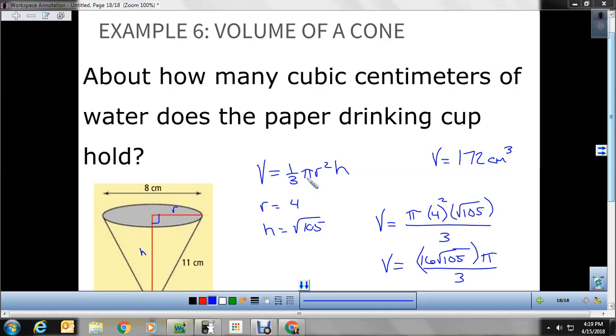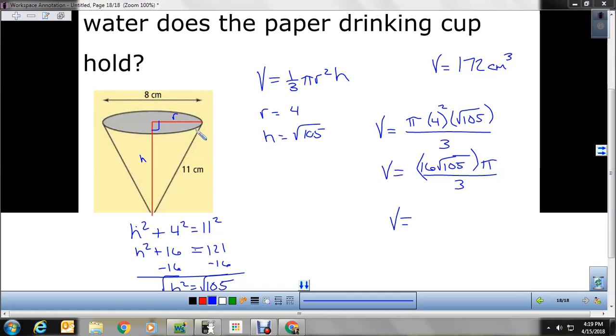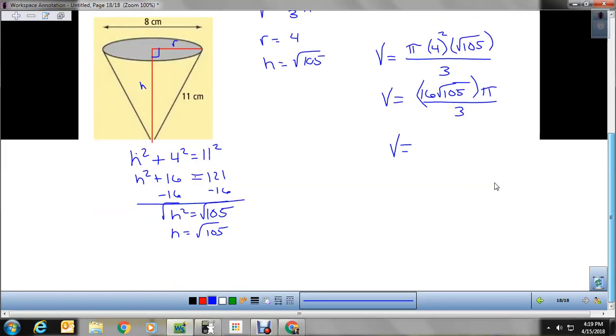Volume is 1/3 pi r squared times the height. Our radius is 4. Our height is going to be square root of 105. Now the way we got that is because they gave us the slant height. We had to find the true height using Pythagorean theorem. So 8 squared plus 4 squared is equal to 11 squared. 4 squared is 16, 11 squared is 121. Subtract the 16 to get 105, and h is equal to the square root of 105.